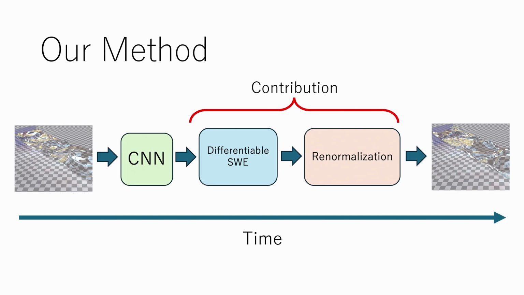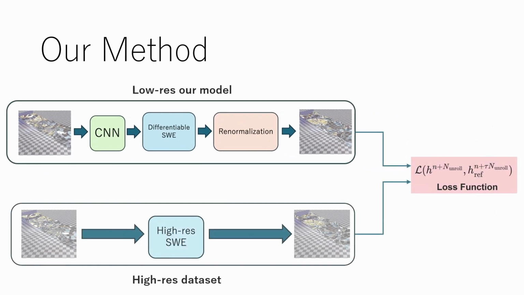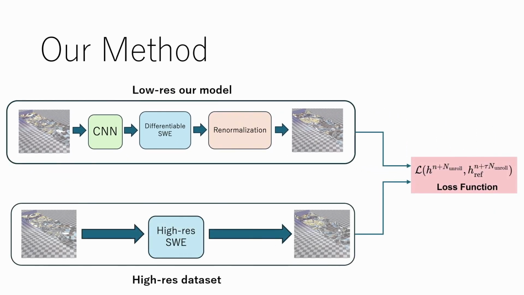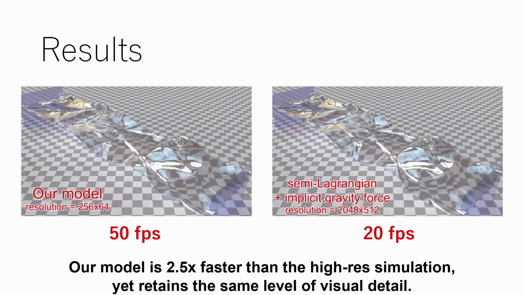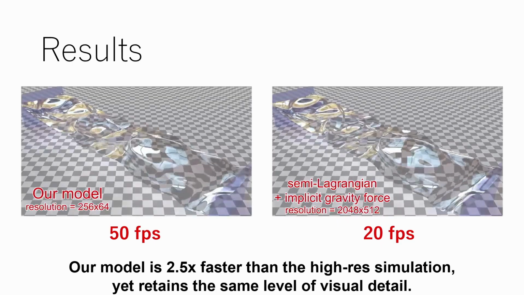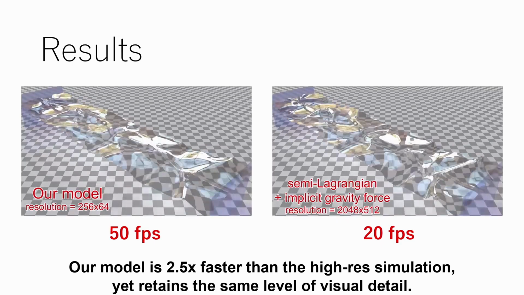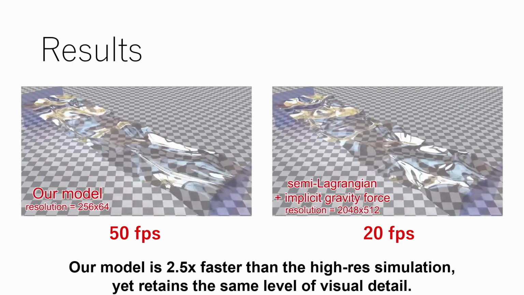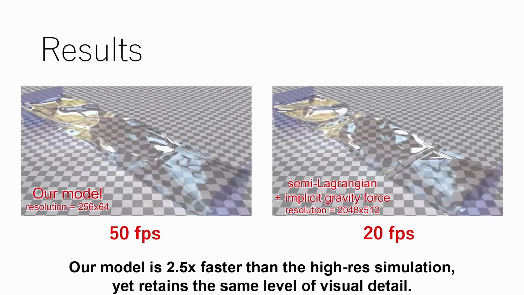To overcome this problem, we introduce a model that consists of a CNN and our differentiable shallow water solver and renormalization to enforce conservation. Because our model is differentiable end-to-end, it can run on a high-resolution dataset effectively. As a result, our method is 2.5 times faster than the high-resolution simulation, yet retains the same level of visual detail. Thank you.